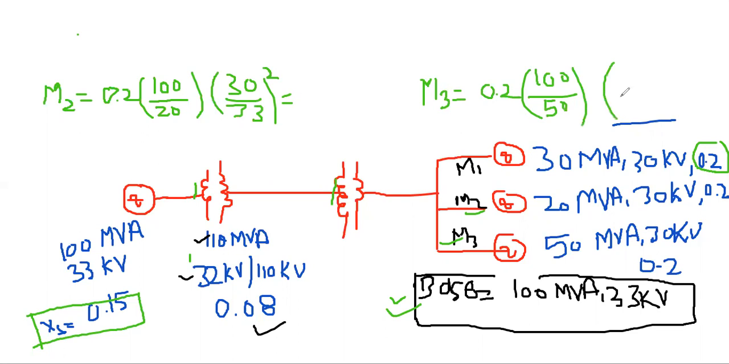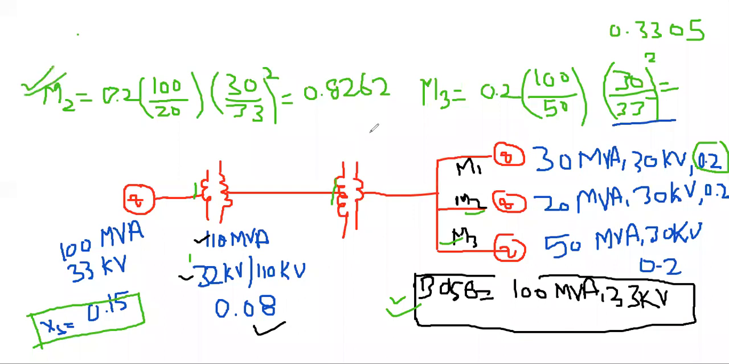Okay, kV old is 30 and kV new is nothing but 33. So if we calculate for motor 2 and motor 3 respectively, it will come out to be, see friends, for M2 it is coming out to be 0.8262, and for M3 it's coming out to be 0.3305. Always try to have it in your practice to write in 4 digits after the decimal.